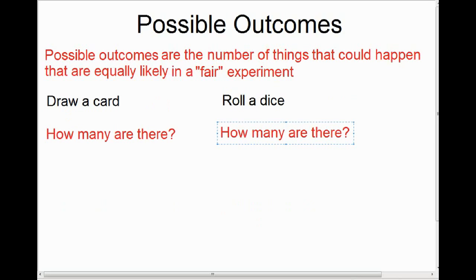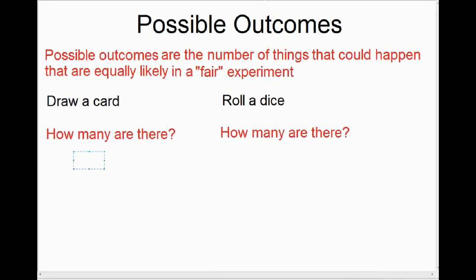So suppose we draw a card out of a regular deck of cards. In a regular deck of cards, we have 52 individual cards. The chances of drawing any one of those cards is equally likely. So when we're asking how many possible outcomes there are if we draw a card out of a deck of cards, there are 52 possible outcomes. And as we've seen before, if we roll a dice, there's 6 sides to a dice, so there are 6 possible outcomes that are equally likely. Well, suppose we draw a card and roll a dice.